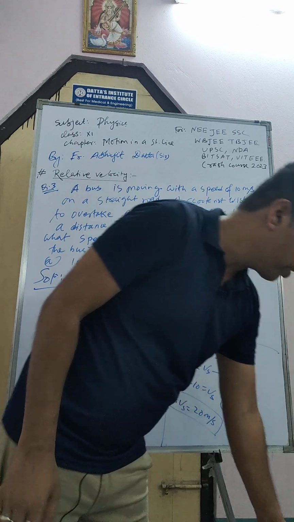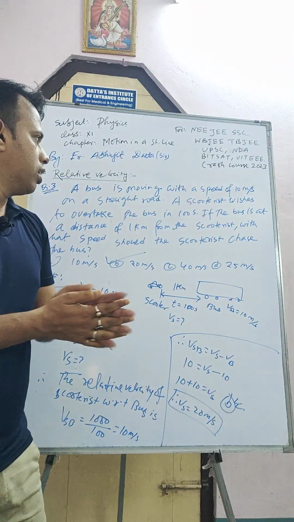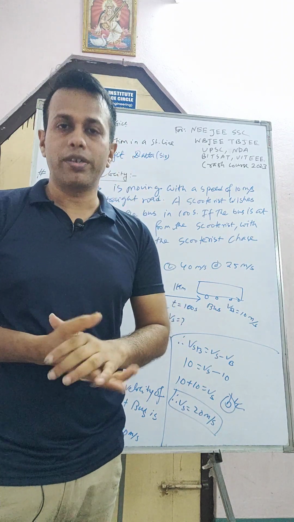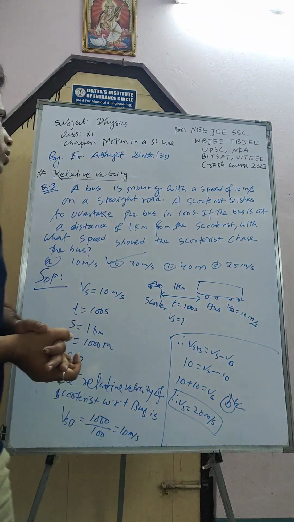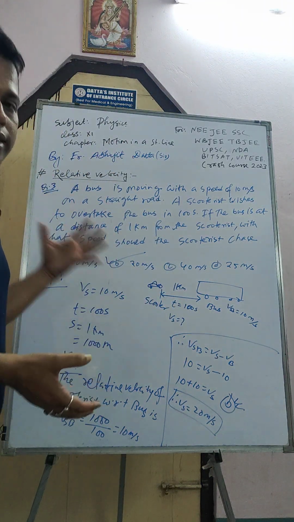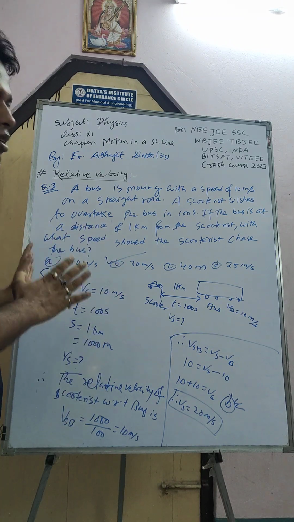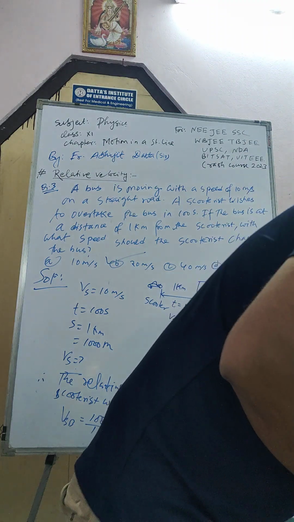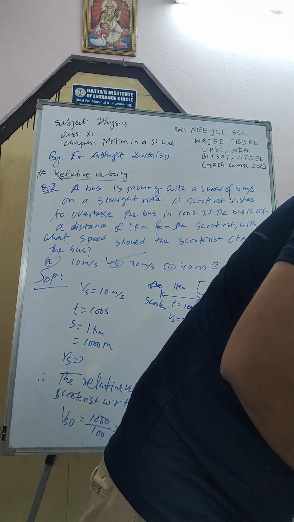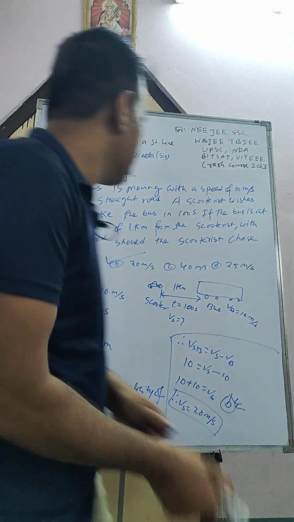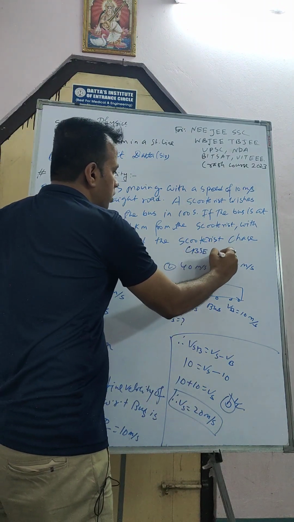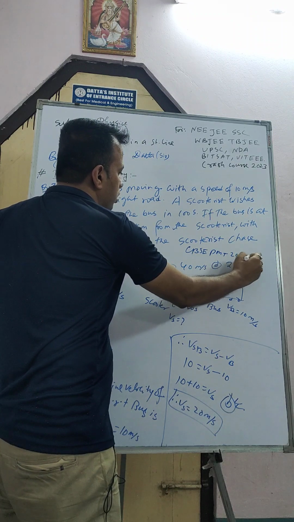So what we learned today: we learned what relative velocity is and the 3 different cases of relative velocity, okay. And we did some previous year questions. This question came in NEET 2009, CBSE PMT. This question came in CBSE PMT 2009. Okay.